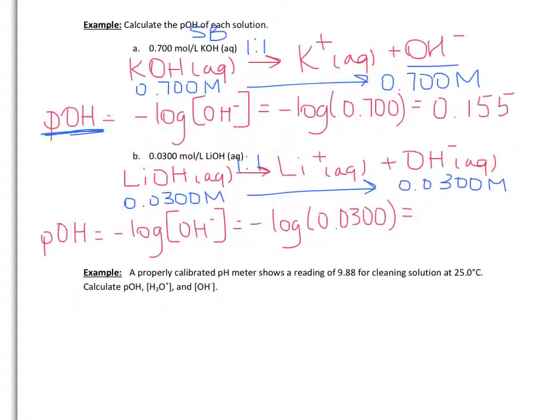0.0300. Ask yourself, how many significant figures does this concentration have? And keep in mind that you don't count significant figures until you reach the first non-zero digit. Therefore, 0.0300 has 3 significant figures. Therefore, pOH should have 3 decimal places. And this would be 1.523.